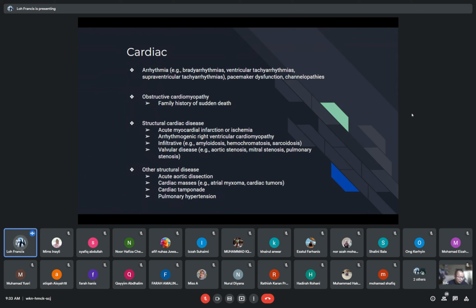Other severe causes of syncope in structural diseases, such as acute aortic dissection, cardiac masses such as atrial myxoma or cardiac tumors, cardiac tamponade, or pulmonary hypertension should be considered.